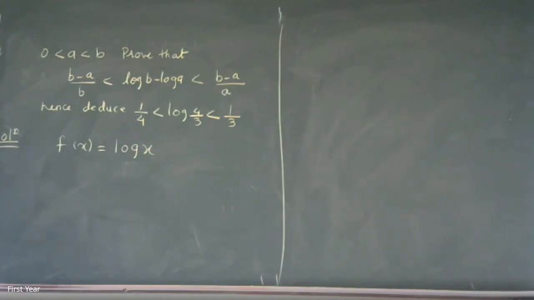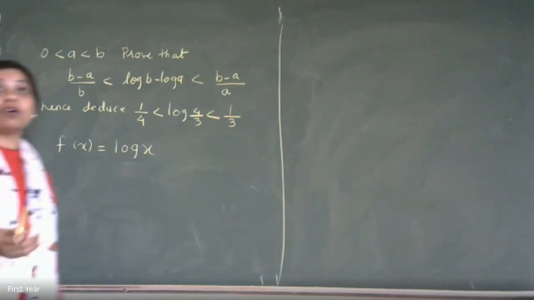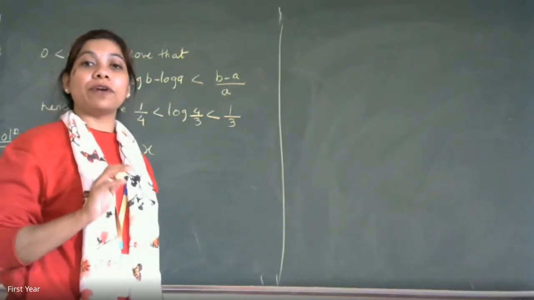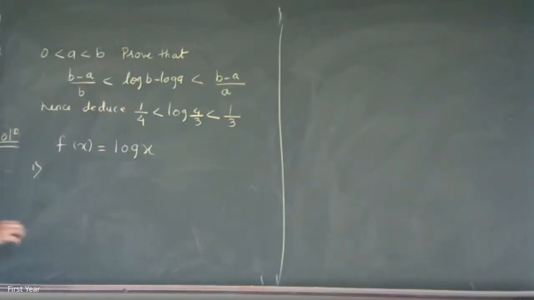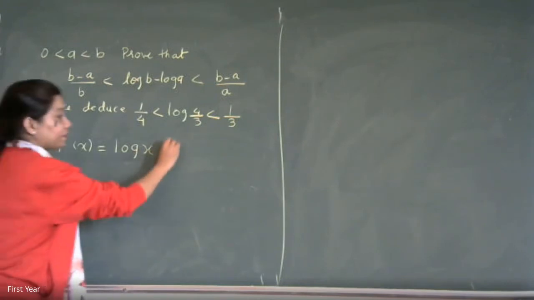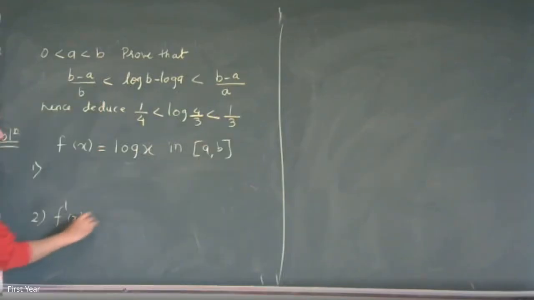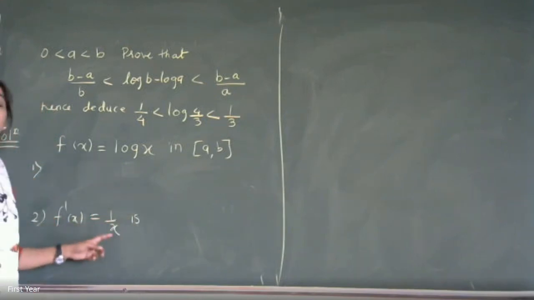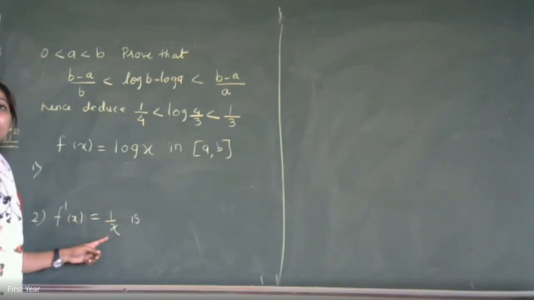Therefore, what will be the next thing? Is log x a continuous function? That is the first condition. If you know the graph, very good, you draw it and show that it is continuous. If you don't know, what is the alternative? Every differentiable function is continuous. So first go for the derivative. What is the derivative? 1 upon x. So f dash of x is 1 by x. Is this finite or infinite? It will become infinite when it is 1 by 0. Correct?